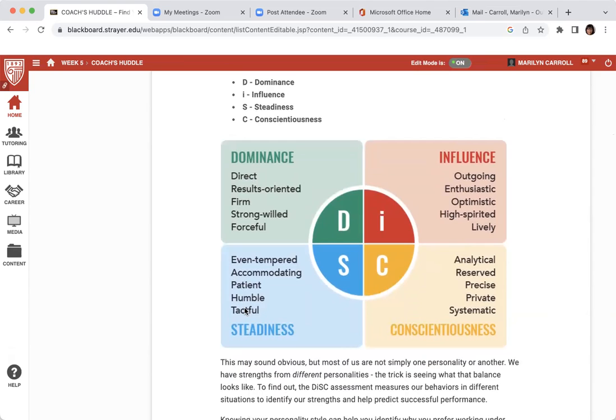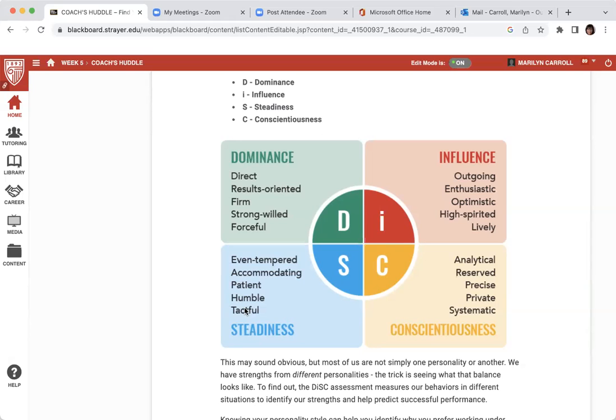Steadfastness, even-tempered, accommodating, patient, humble, tactful. Those may be good in explaining you. Under C: analytical, reserved, precise, private, systematic.